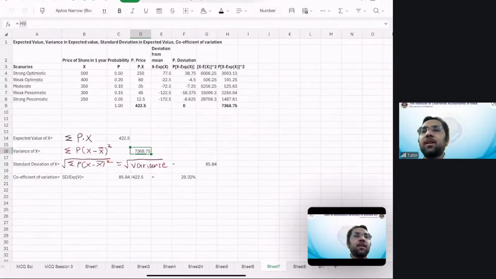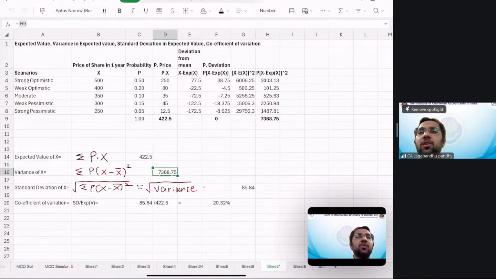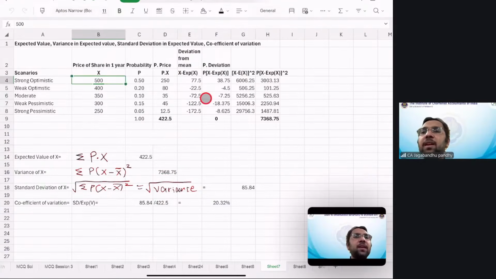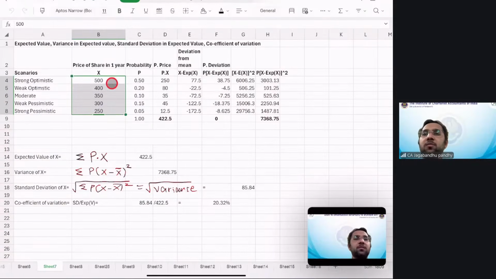Then let's go for the next part, which is evaluating the risk involved in a capital project by calculating expected value and standard deviation. So this expected value, standard deviation, coefficient of variation comes in when you have a variety of outcomes and there's a probability assigned to that. So price of share in 1 year, it would be like 500, 400, 350, 300, 250. So these are the prices that we have.